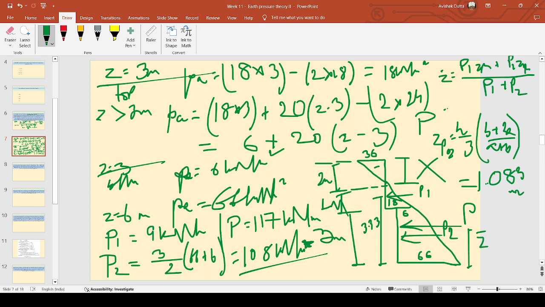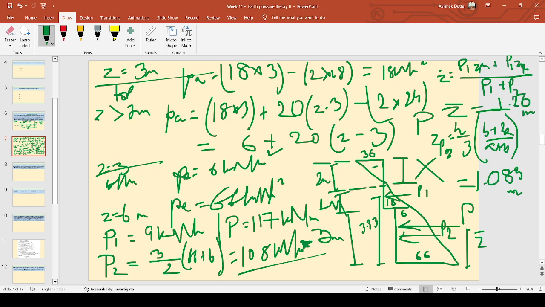So what is the value of Z bar? 1.256 meters. Yes, rounding off to two decimal places, 1.26 meter. Okay, so in this pressure distribution diagram, the total active thrust of 117 kilonewton per meter length of the wall is acting at a distance of 1.26 meter from the base of the wall. Is it clear? Yes, sir. Done, sir.